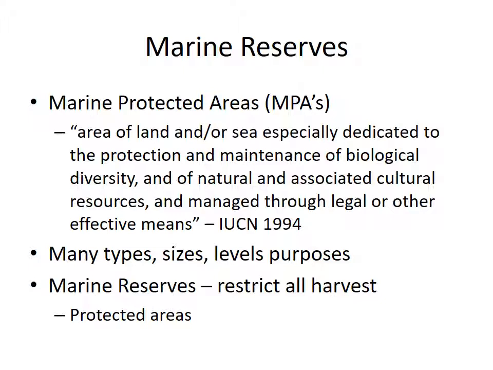I just gave you this definition on the last slide, the IUCN definition for marine protected areas. There are lots of types, sizes, and levels. A marine reserve restricts all harvest. A protected area does not restrict everything. So a reserve means that you cannot do any fishing or any taking of shellfish from that area, whereas a protected area has fewer restrictions when it comes to protection.